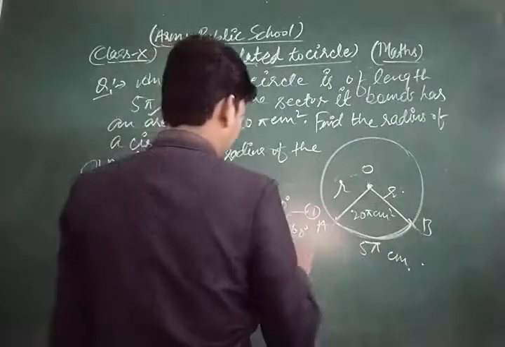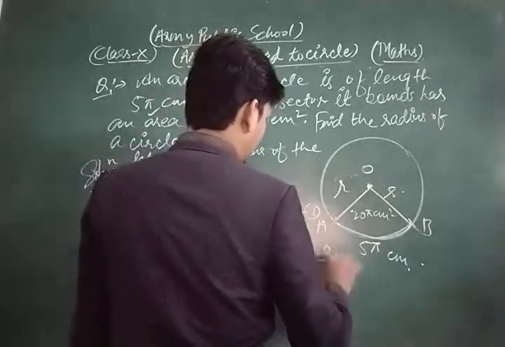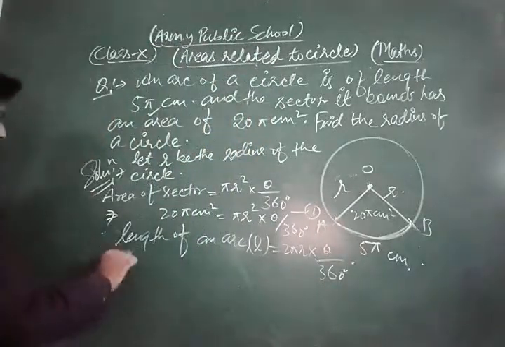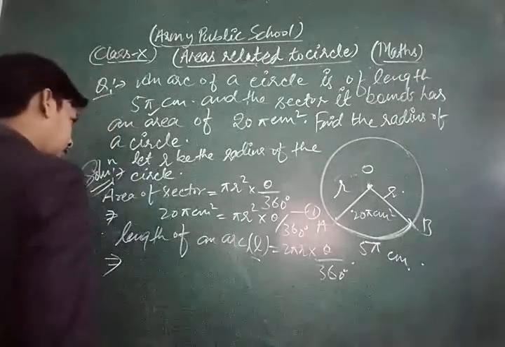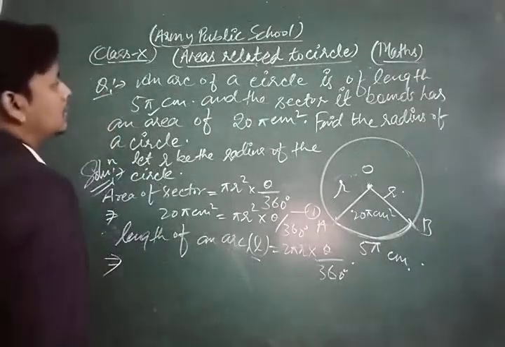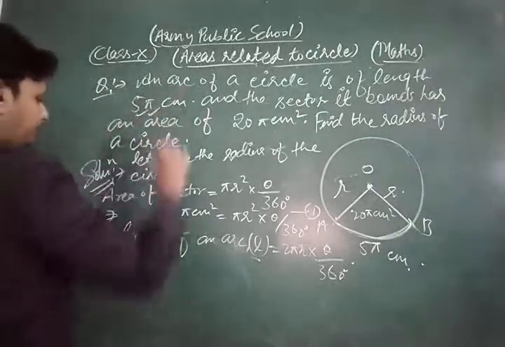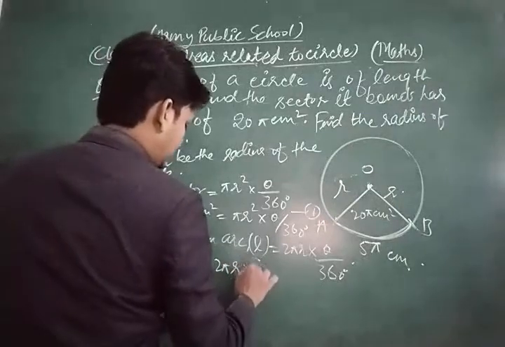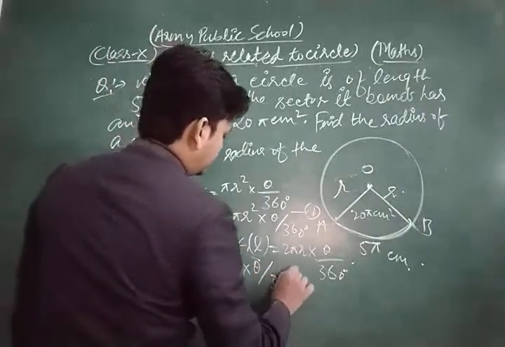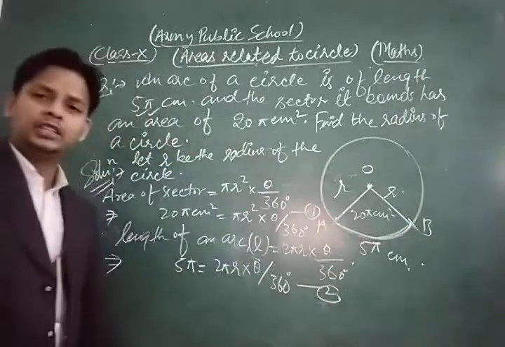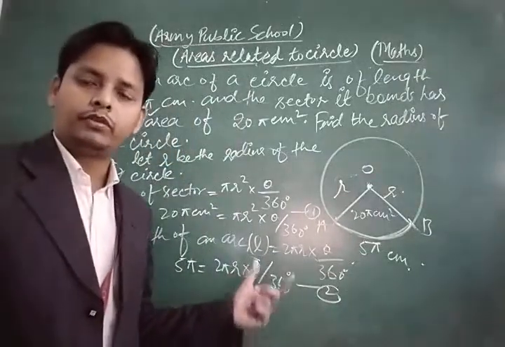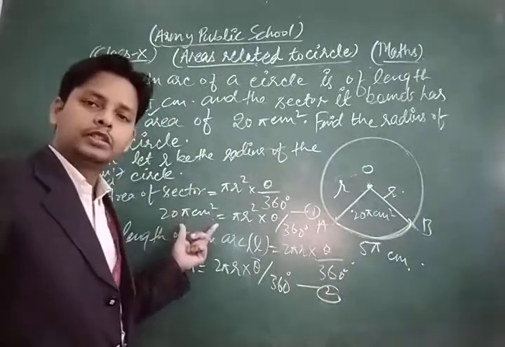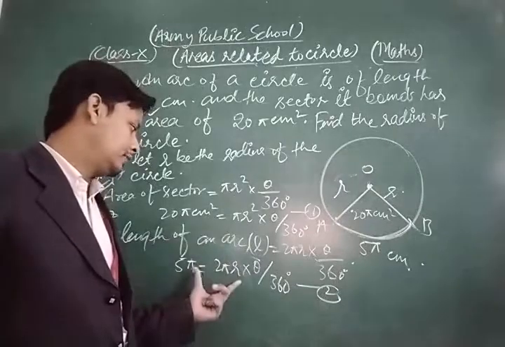The length of the arc is equal to 2 pi r into theta upon 360. The length of the arc is 5 pi, so 5 pi is equal to 2 pi r into theta upon 360. We take this as equation number 2. So in this way, dear students, first of all we form two equations: one based on the area of the sector, and the other based on the length of the arc.